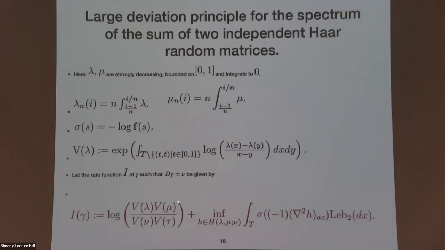So this is a logarithm of something in terms of lambda, mu, nu, and this is a constant. Plus, this is somehow the best Hive that you can choose with the boundary values lambda, mu, and nu, in the sense of having maximum entropy or minimum rate function. So the infimum over all Hives of the surface integral of the surface tension. So the minimum surface tension Hive is what determines the rate function for this question.